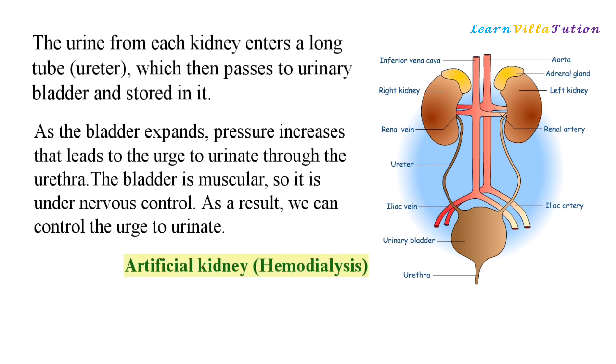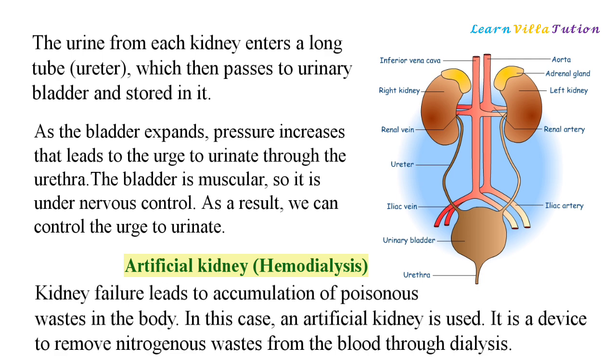Artificial kidney: hemodialysis. Kidney failure leads to accumulation of poisonous wastes in the body. In this case, an artificial kidney is used. It is a device to remove nitrogenous wastes from the blood through dialysis.